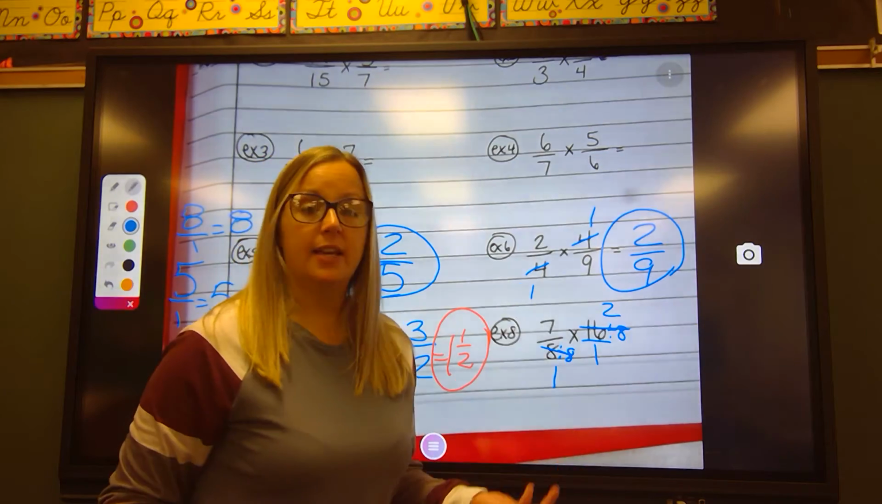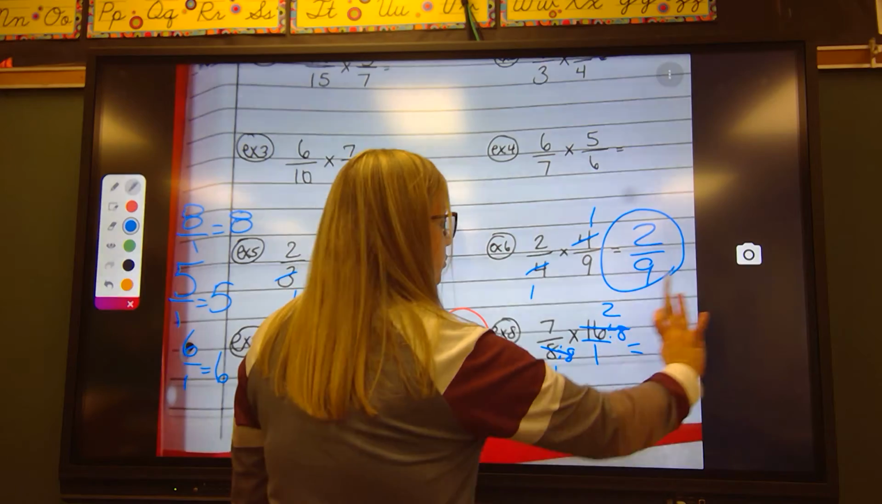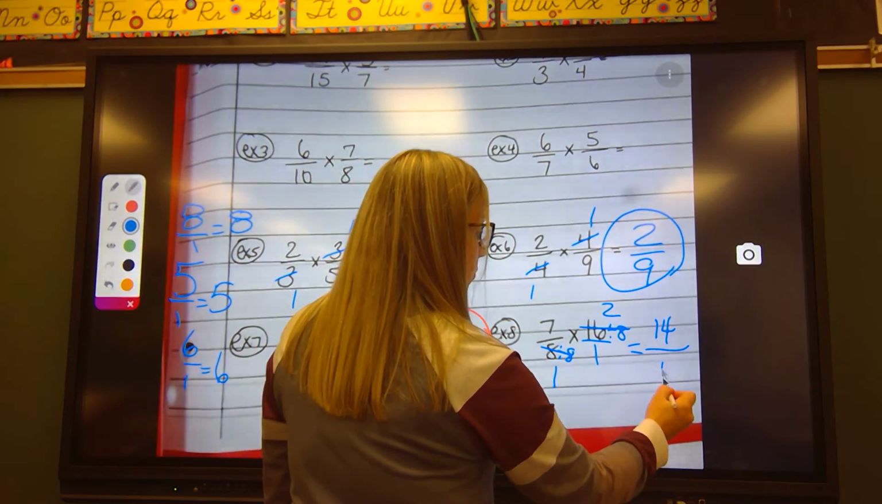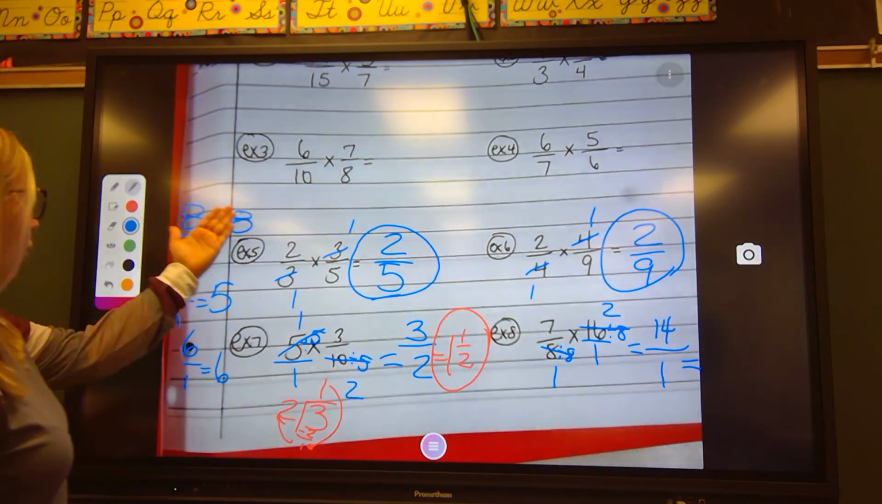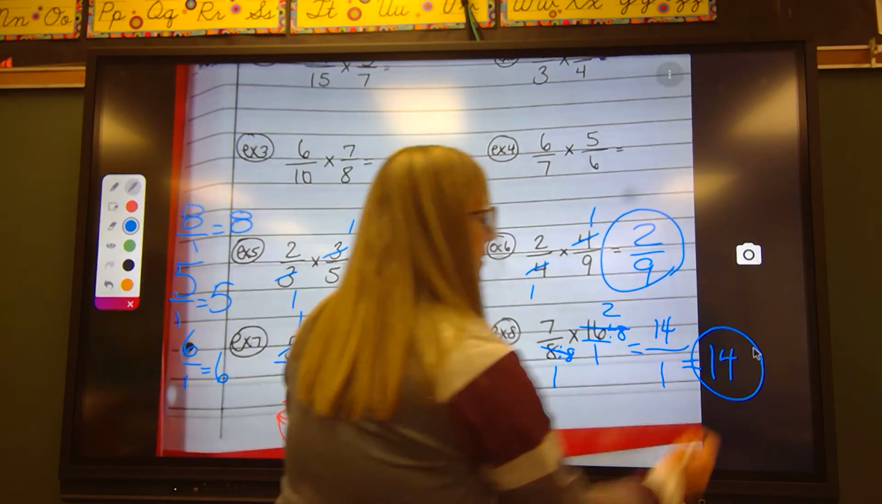1 and 7. It can't be simplified anymore. So now I'm going to go straight across. Numerator times numerator. 7 times 2 is 14. 1 times 1 is 1. Well, we just said that all of those are equal to themselves. So 14 over 1, you would want to show it by saying it's 14.